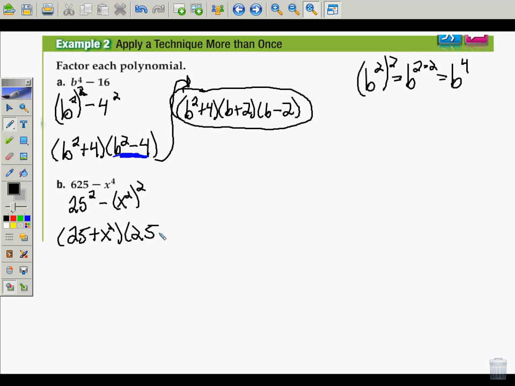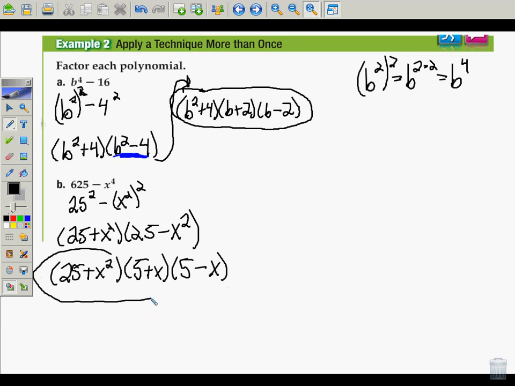And then if you notice, I've got a difference of 2 squares again because 25 is just 5 squared. So I can rewrite this as 25 plus x squared times the quantity of 5 plus x times the quantity of 5 minus x. And there's your answer. Big thing is, be able to identify differences of squares. Even when a variable is raised to something other than 2, sometimes it can still be written as something squared because of our power of a power rule, where you multiply exponents.